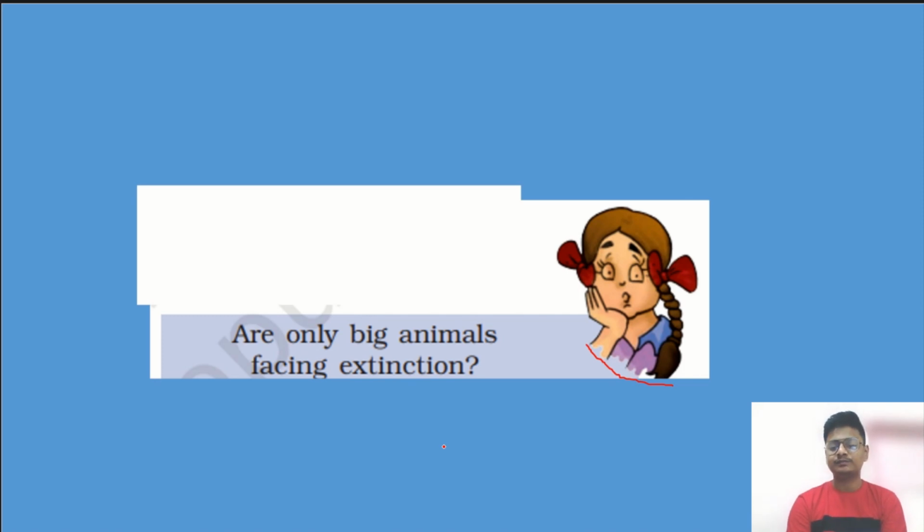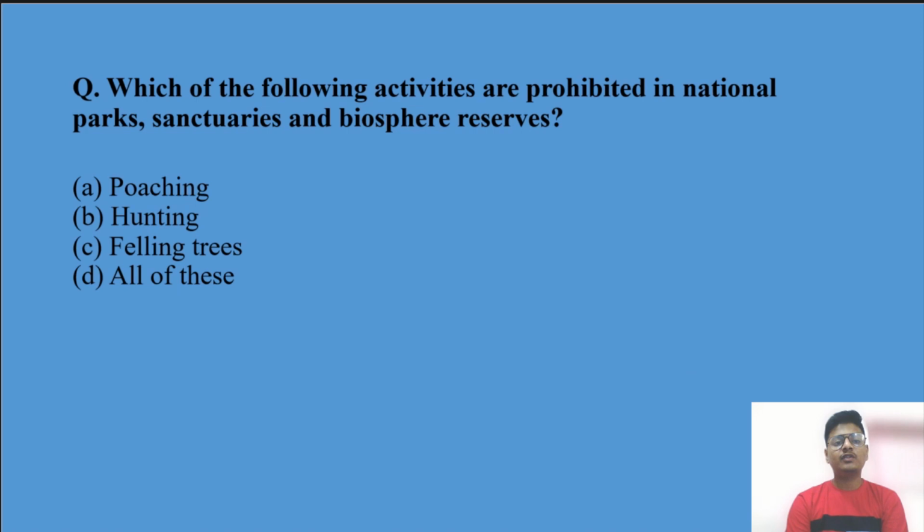Okay students, now there is a question for you all: which of the following activities are prohibited in the national parks, sanctuaries and biosphere reserves? Poaching, hunting, felling trees, meaning cutting of trees, and D, all of these. So the answer will be, of course, all of these.